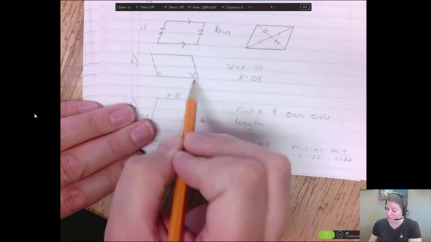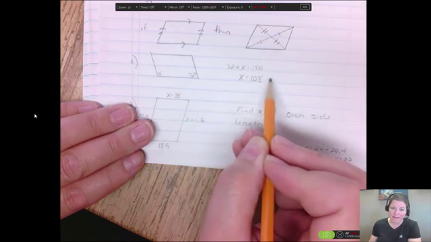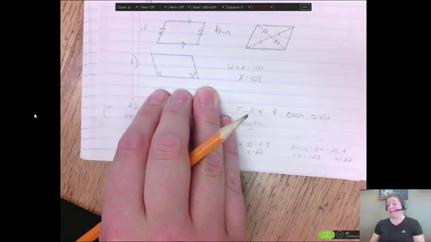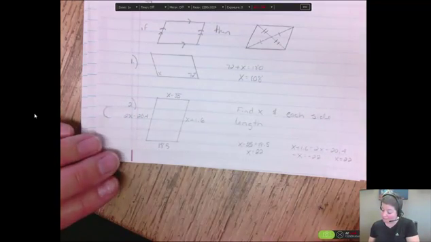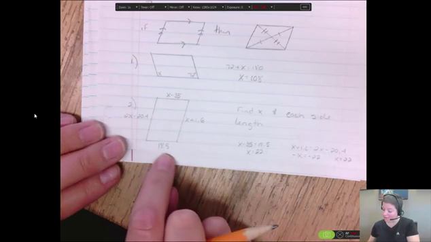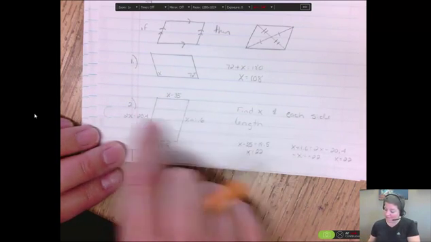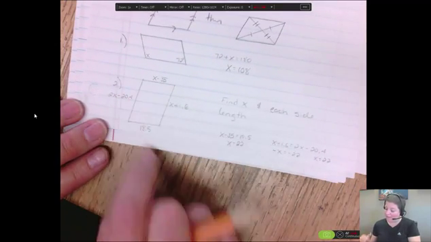Well, you know, they're next to each other, so they have to add to 180, so it would have to be 108. So you might see a problem like this, but again, it's going to have to tell you that it's a parallelogram or show that opposite sides are parallel. Now, number 2 here, I am stating that this is a parallelogram, so opposite sides are parallel. Find x and the length of each side. So what would x be?